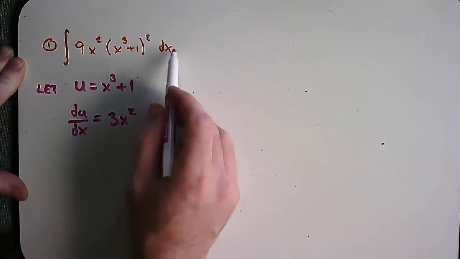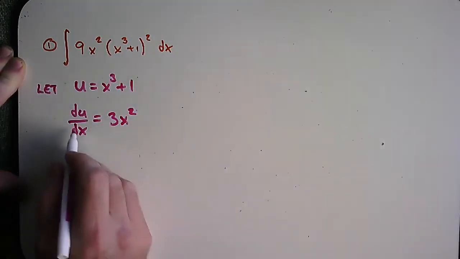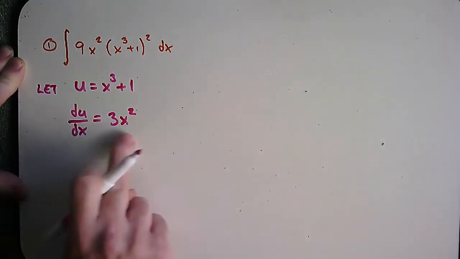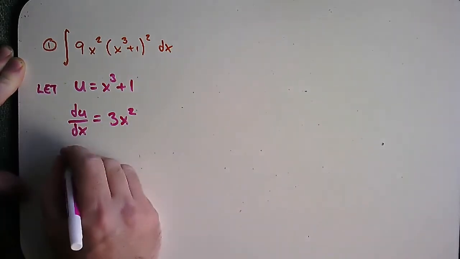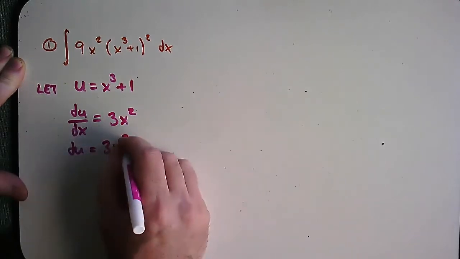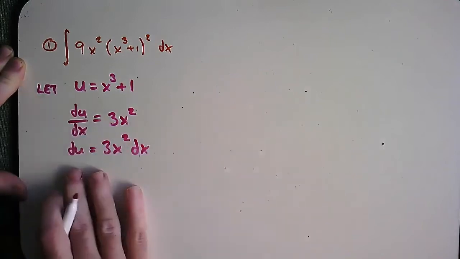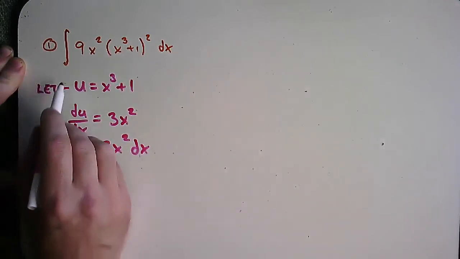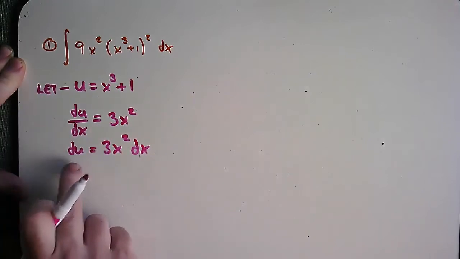It tells us with respect to which variable we're integrating. What I'm going to do with this du dx equals 3x squared is multiply both sides by dx as if this were a fraction here. And when I do that, I get du equals 3x squared dx. So this was my choice. I chose u, and based on my choice of u, I found this du.